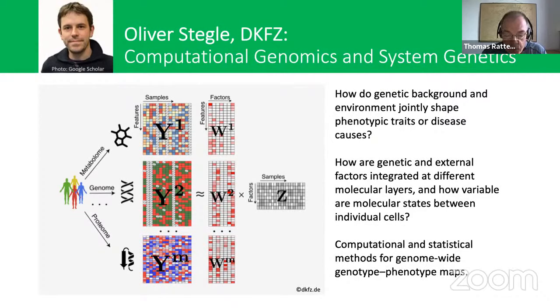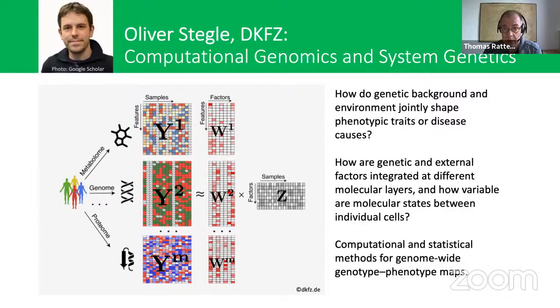His particular area is computational genomics and systems genetics. These are a couple of keywords, but it all boils down to the super important and central question of the relation of genotypes and phenotypes. We all know this. He particularly works on spatial heterogeneity.